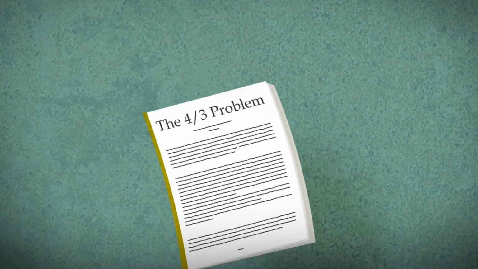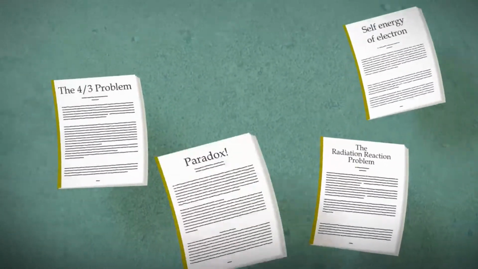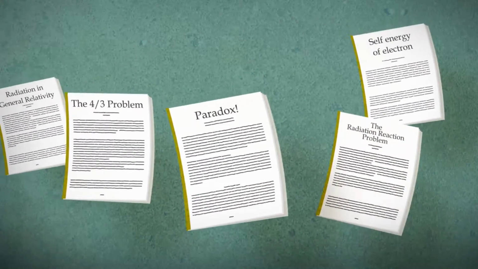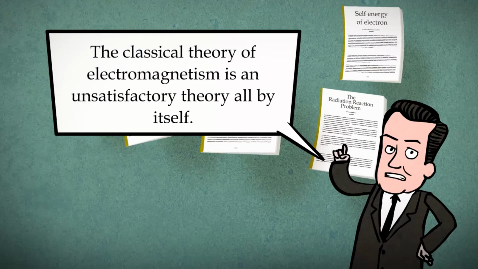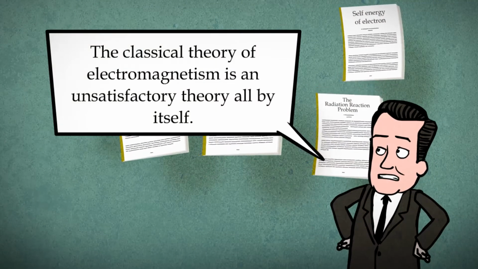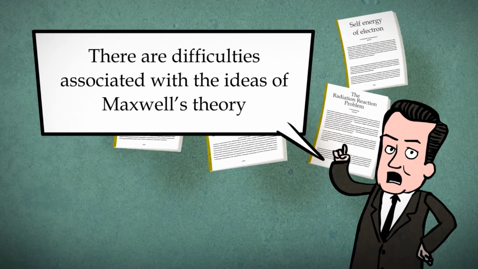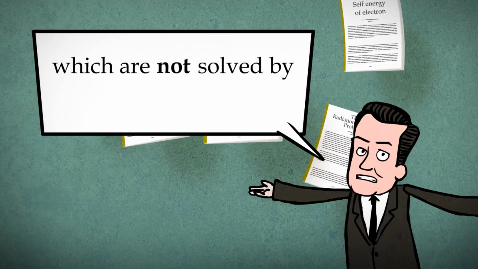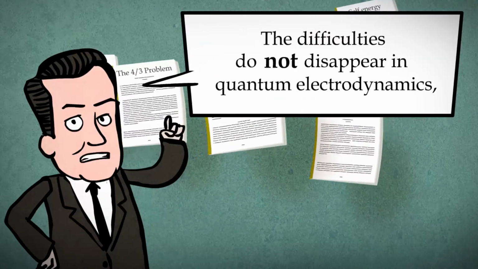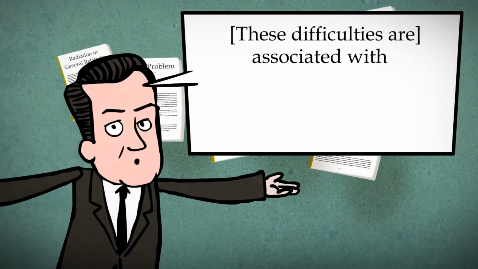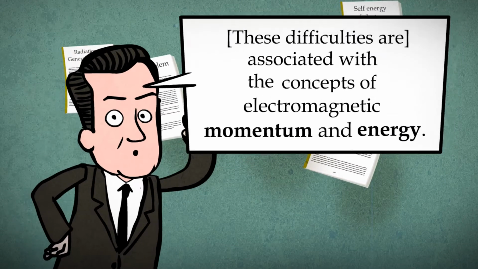We have only talked about a few paradoxes in classical electrodynamics, but there are more. It shows how incomplete our model of nature is. Feynman said, the classical theory of electromagnetism is an unsatisfactory theory all by itself. There are difficulties associated with the ideas of Maxwell's theory which are not solved by quantum mechanics. Furthermore, the difficulties, which are associated with the concept of electromagnetic momentum and energy, do not disappear in quantum electrodynamics.